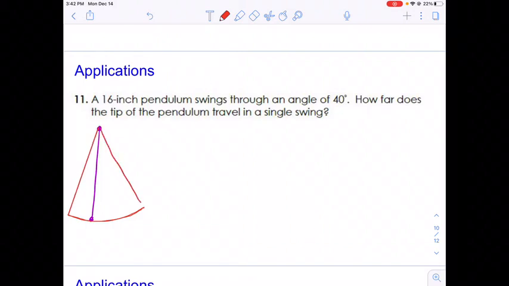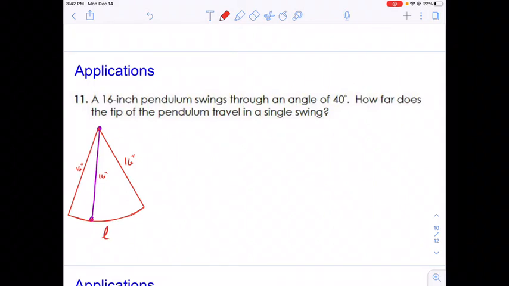These act like the radius of our arc here. So a 16-inch pendulum means this is going to be 16 inches here, 16 inches here, 16 inches here. So we only have to worry about one of them, 16 inches as the length of this pendulum. It's going to cover this distance here. So it wants to know how far this is going to travel. What is the length that it's going to travel here?